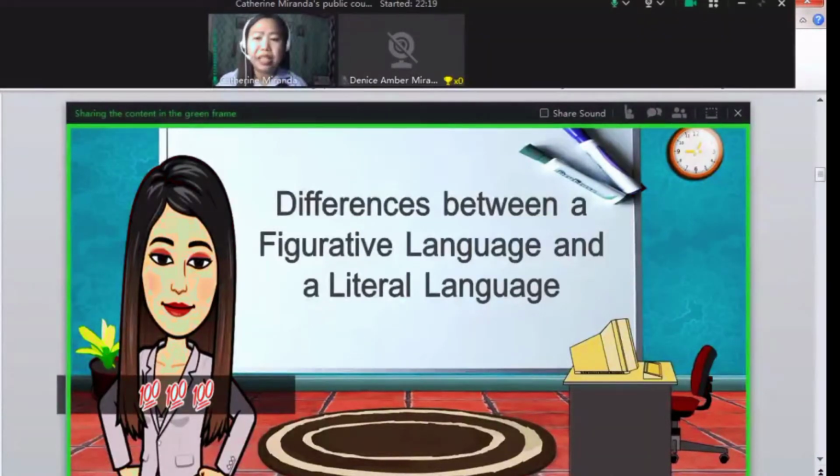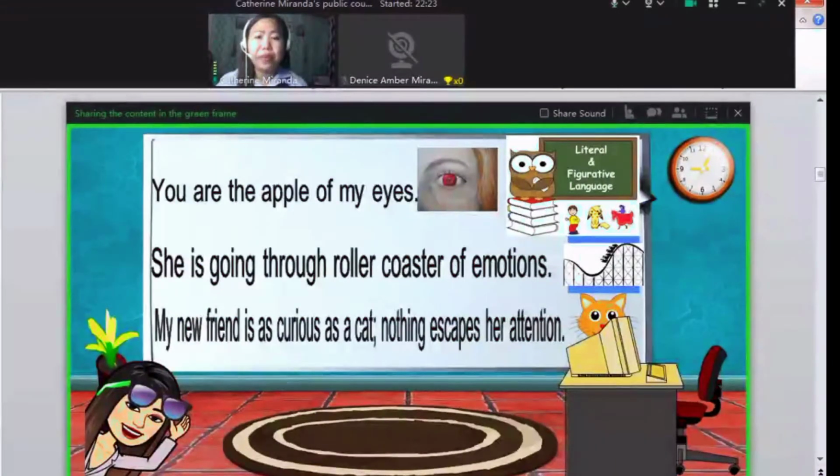Kindly take a look at these samples of statements. Let us read them one by one. You are the apple of my eyes. Second is she's going through roller coaster of emotions. Third is my new friend is as curious as a cat. Nothing escapes her attention. What do you think? Are they literal or figurative statements?